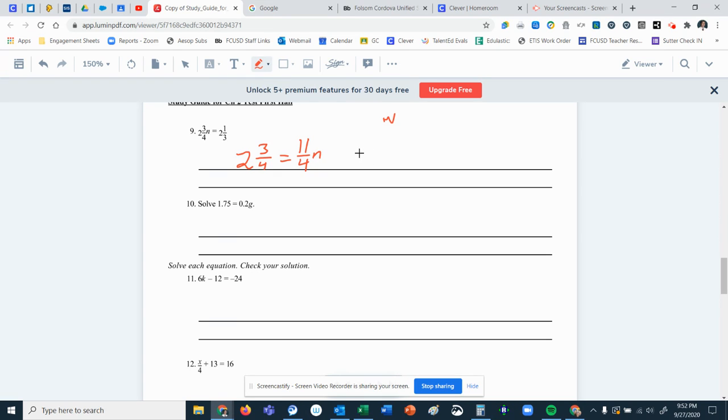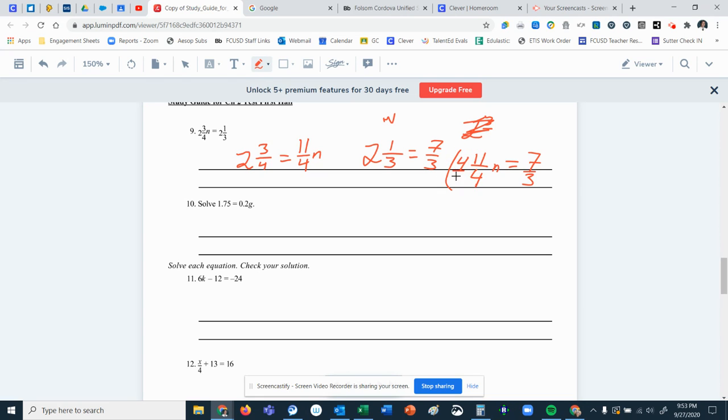On the right-hand side, I do 2 times the 3 on the bottom, and 2 times 3 is 6, plus 1 is 7, so I get 7/3. So from there, let me rewrite using the new fractions. We get 11 over 4n equals 7/3. And what we're going to do is flip over the fraction with the n.